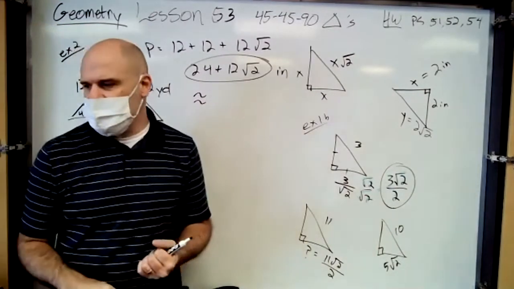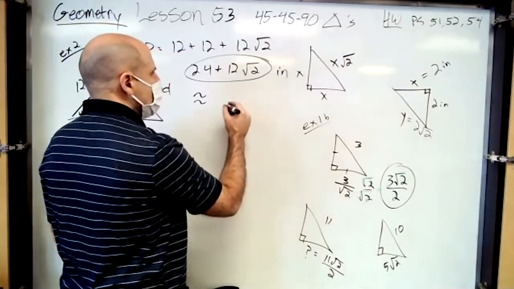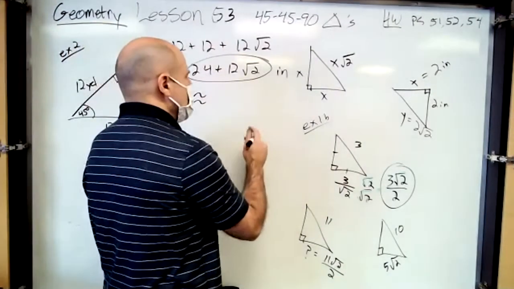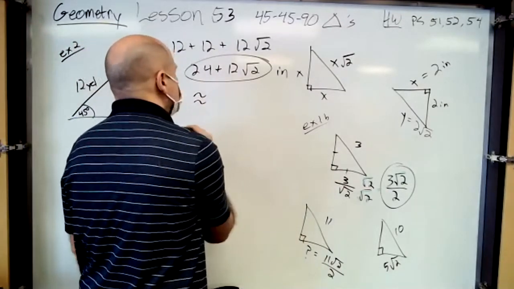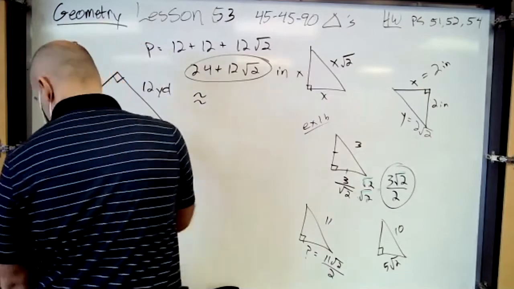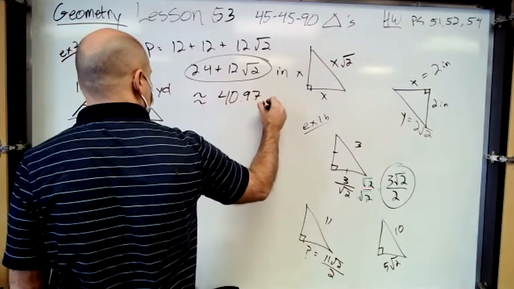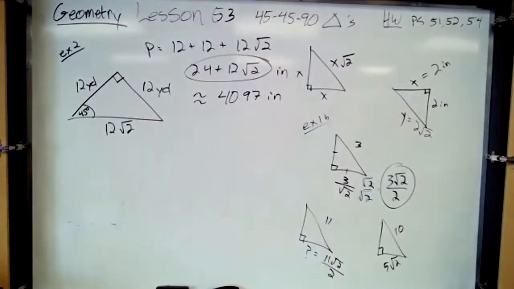So what's radical 2 times 12? Wait, how much is a radical 2? Radical 2 is 1.41. Okay, so multiply that by 12, and then add 24. And what do you get? 40.97. All right, 40.97 inches approximately. So make sure you do the wavy equal sign. On a test, will it usually be like? It'll say keep it in terms of radical, or it'll say round it to the nearest hundredth or something.